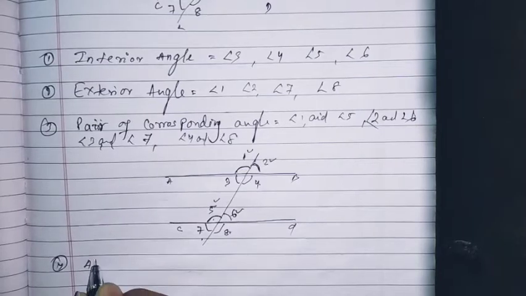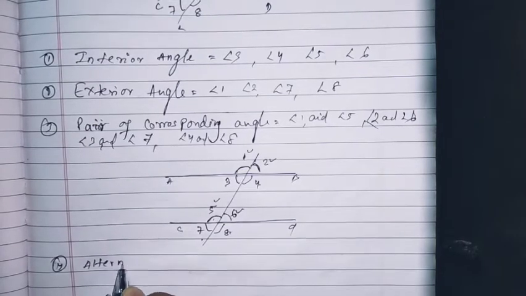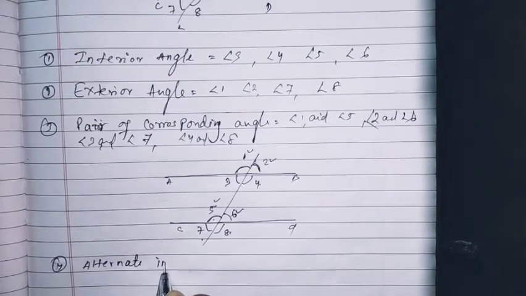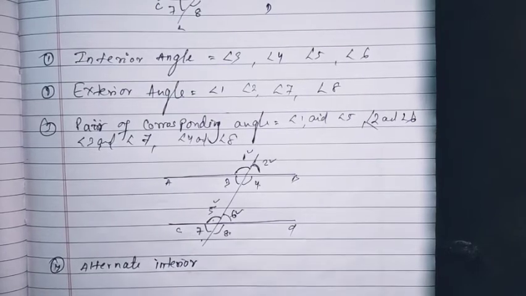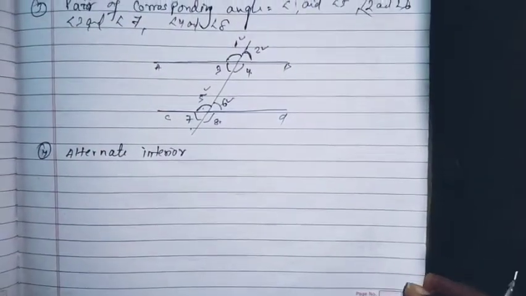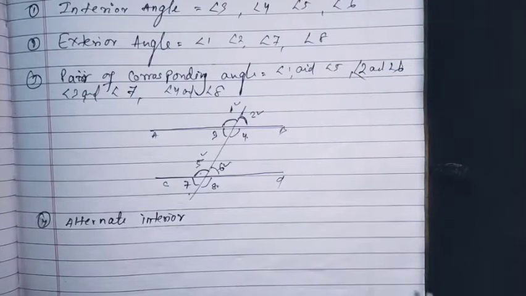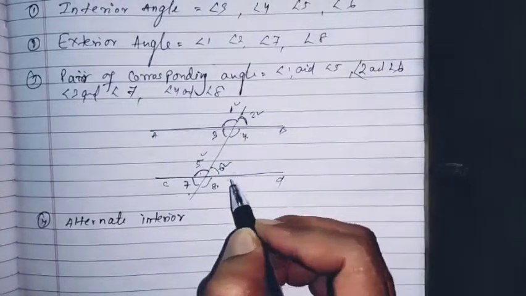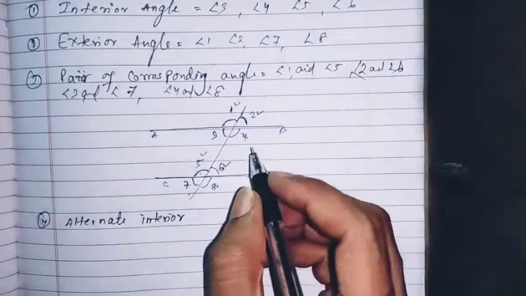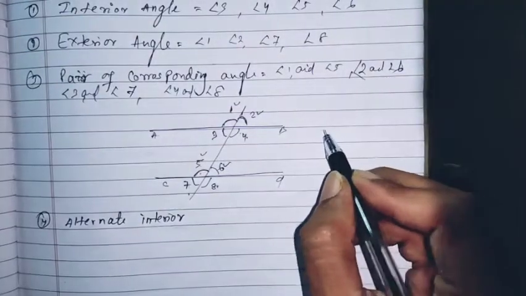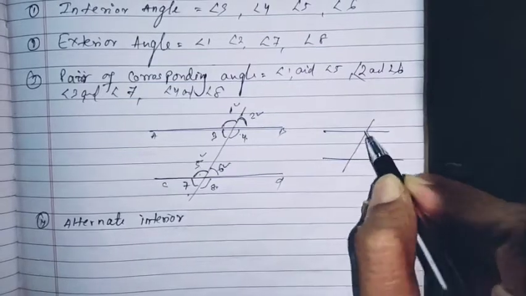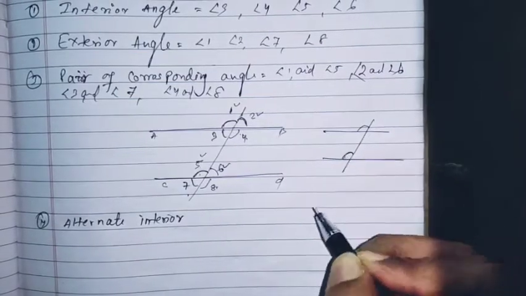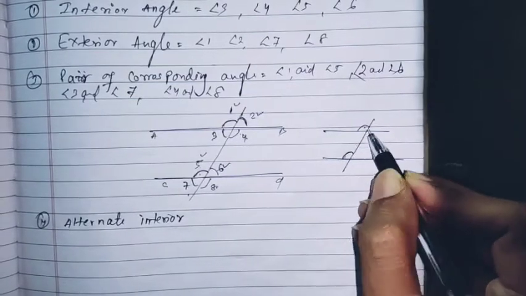alternate interior. See the diagram. Interior means, as we already discussed, inside the lines. So what are the inside angles? That is 3, 4 and 5, 6. Not the corresponding ones. Corresponding means these angles here are corresponding to each other.